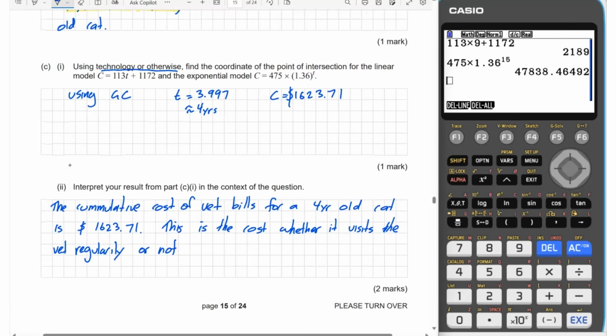All right, so now we've done that calculation. The whole thing is about, do we actually know what that means? Can you interpret it? This is where we've got 2 marks now, as opposed to just the 1 mark above for putting some things in a calculator. I've written it out for us: it means that the cumulative cost of vet bills for a 4-year-old cat is going to be $1,623.71, and it doesn't matter whether they visit the vet regularly or not. It's the cost, full stop, because that's where they intersect.